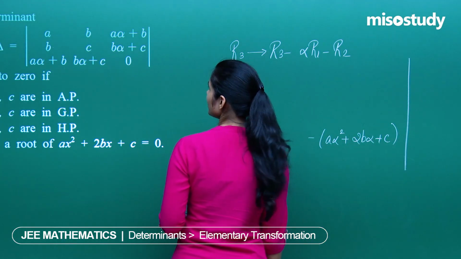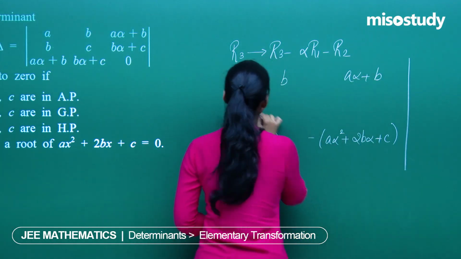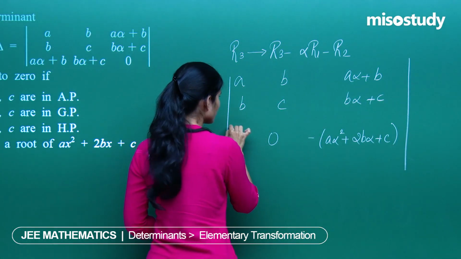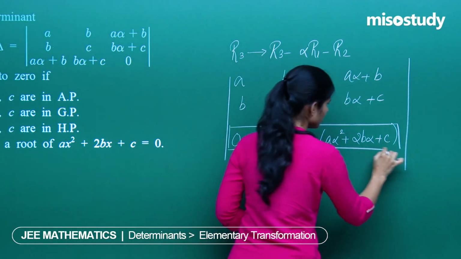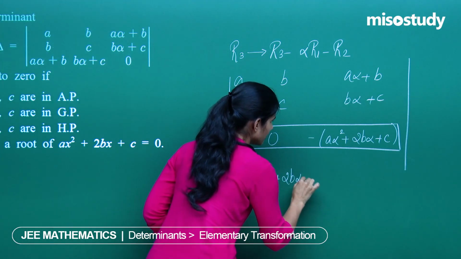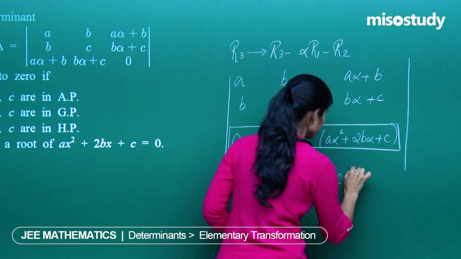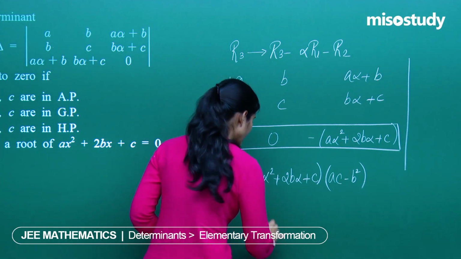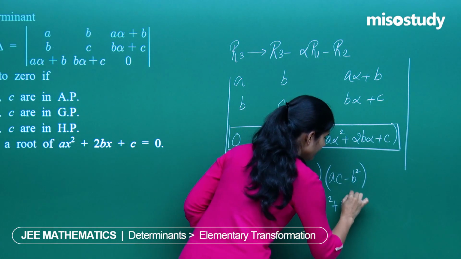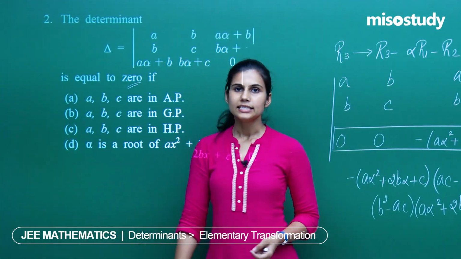Now, the first row and the second row remain the same. This is A, B, A alpha plus B, B, C, B alpha plus C. Of course, you can expand this along the third row. When you do that, what do you get? You get minus of A alpha square plus 2B alpha plus C times AC into B, AC minus B square. Or you can write this as B square minus AC into A alpha square plus 2B alpha plus C. This is the determinant, and the value of the determinant is given to be 0.